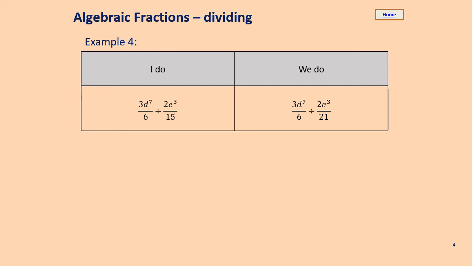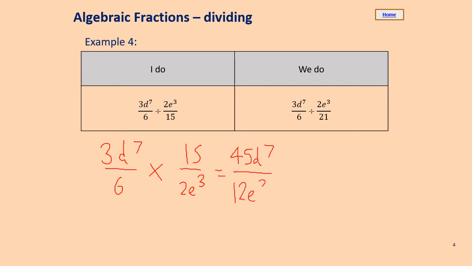Okay, so for this I do, again, we've got 2 fractions, they're being divided, so first step should always be to keep, flip, change. So the first one stays the same, 3d to the power 7 over 6. We flip the second one to 15 over 2d cubed, and we change the sign from divide to multiply. All I've done there is keep, flip, change. Now, multiply the numerators and multiply the denominators. So 3d to the power 7 times 15 gives me 45d to the power 7. 6 times 2e cubed gives me 12e cubed.